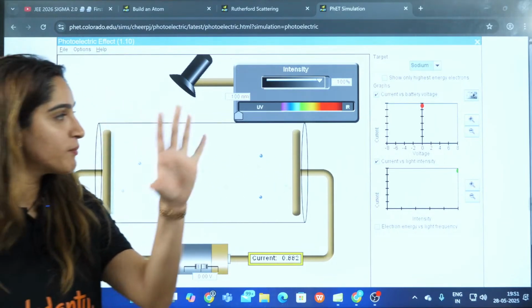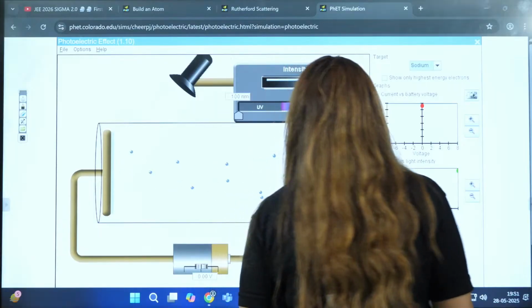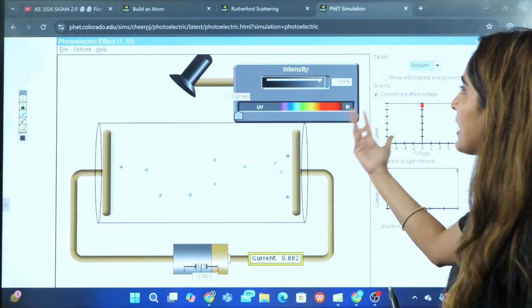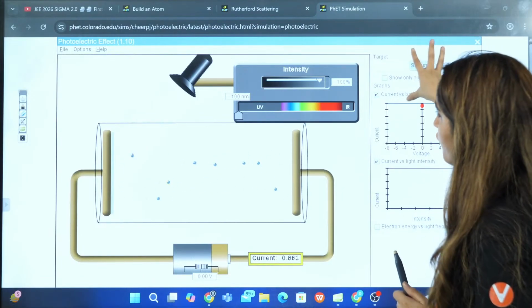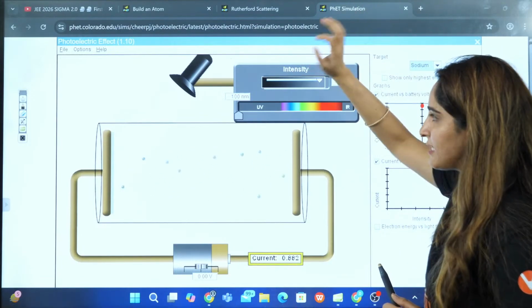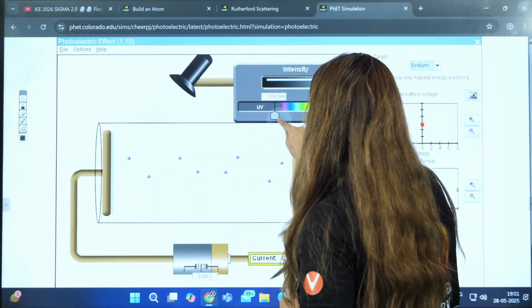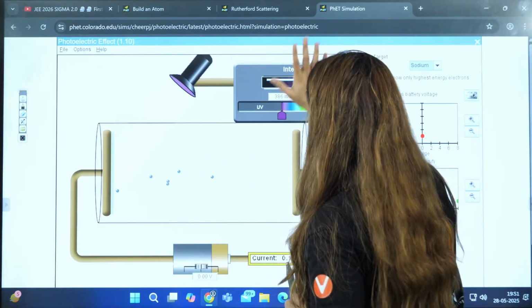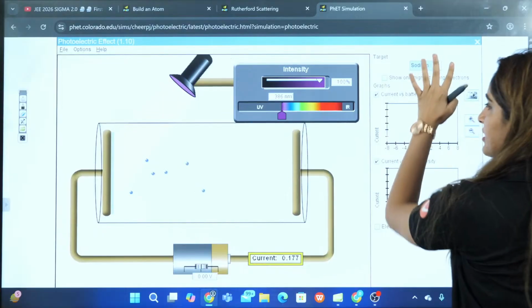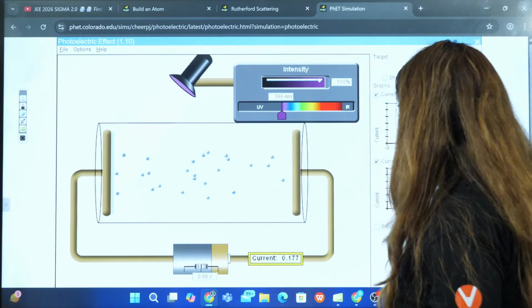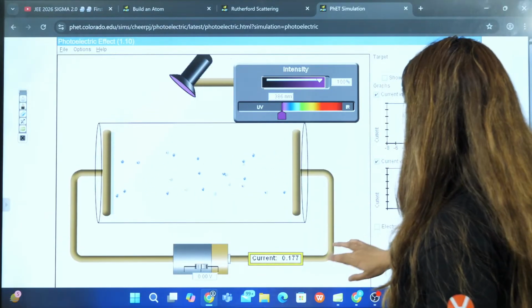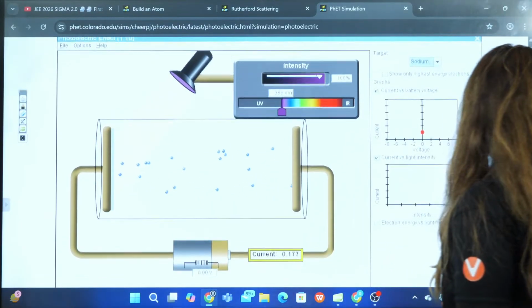Understood? Everybody, let me know in the chat box if there is any problem in understanding what we are doing here. We have varied the work function. We have varied the intensity also. Now I'll fix these two things. I'll fix the intensity, I'll fix the metal also, right? Now, can I change the current here? I can also change the current.